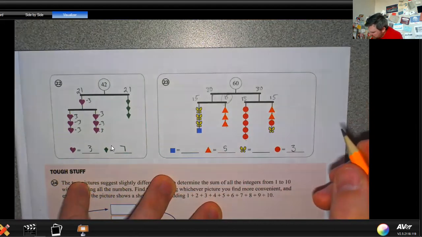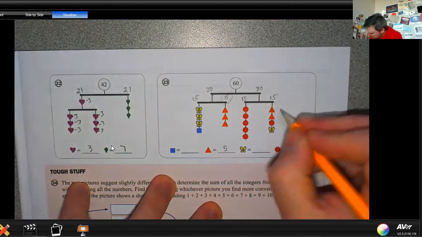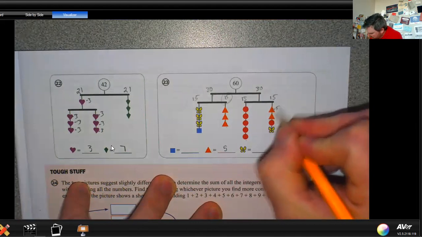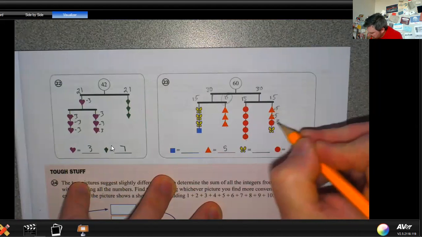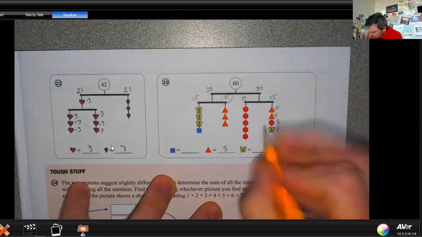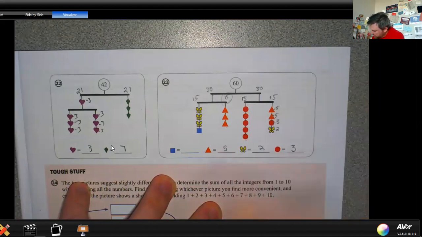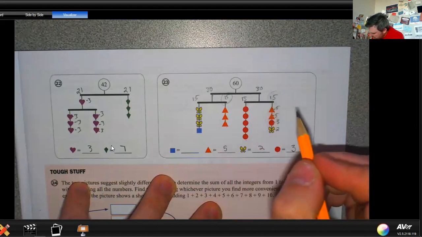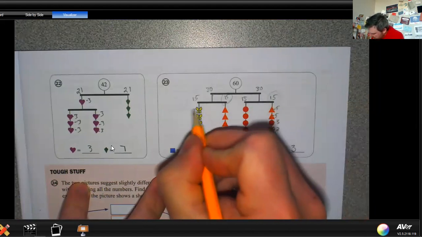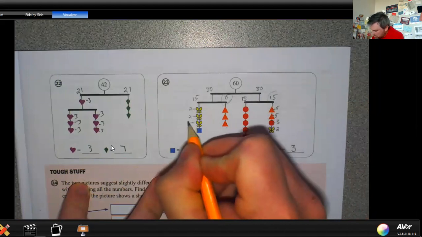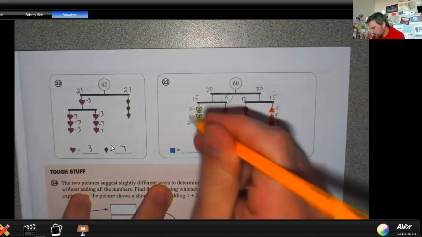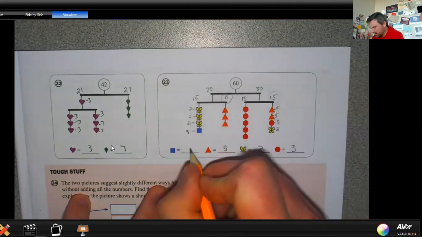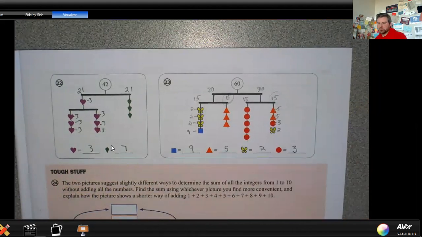Okay, so let's fill in this one here. I've got 5 and 5 and 3. So that's 13, and I need 2 more here to get my total of 15. Jumping over here, this is 2, 2, and 2, so that's 6. So 15 minus 6 would leave you with 9 for the square. So that one was pretty fun.